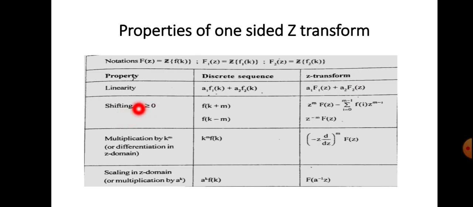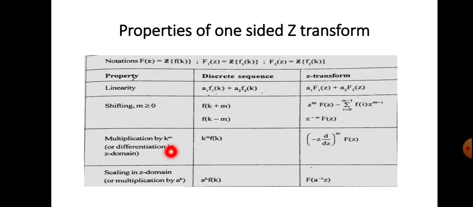And next is the shifting property. Here m is greater than or equal to 0. That means f is shifted to f of k plus m, similarly f is shifted to f of k minus m, and the corresponding Z transforms will have a form. Suppose f of k has a Z transform F of z, then the Z transform of f of k plus m will be z raised to m F of z minus sigma i equal to 0 to m minus 1 f of i into z raised to m minus i. So, this is in the case of shifting to f of k plus m. Similarly, if there is a shift to f of k minus m, then the Z transform will be z raised to minus m into F of z.